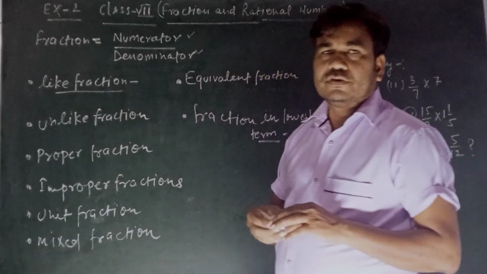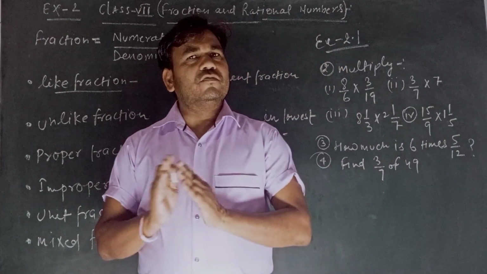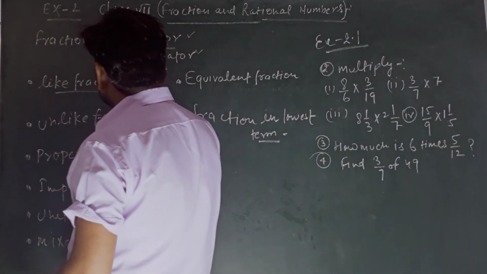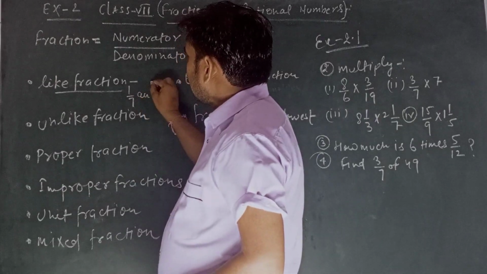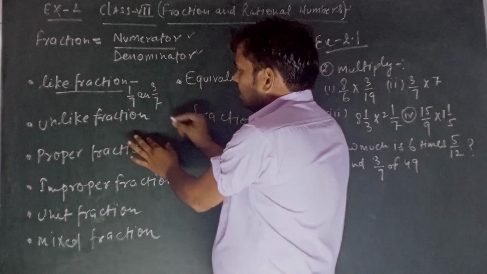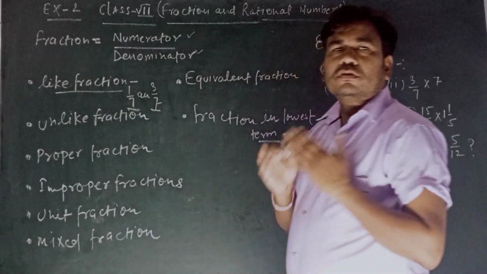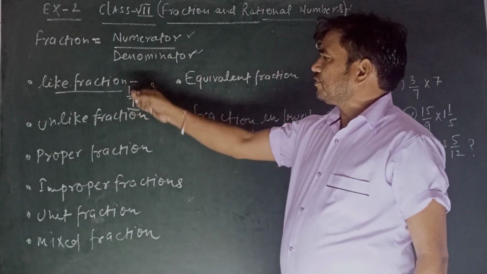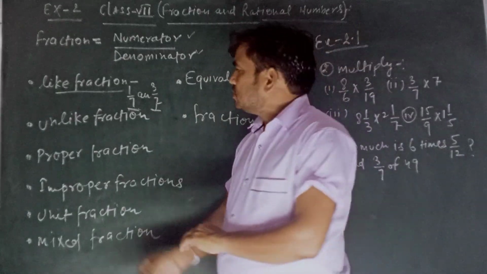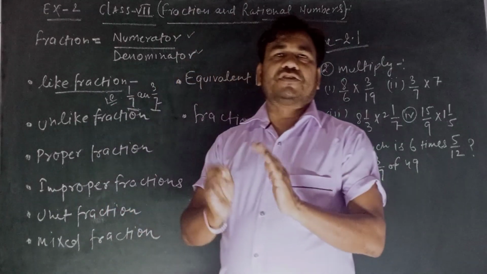First, like fractions. You know about like fractions. In like fractions, the denominators are the same. For example, 1 over 7 and 3 over 7. You see here the denominators are the same. This is 7 and here it is also 7. So both fractions have the same denominator, and this is called like fractions. So students, in like fractions, the denominators are the same.